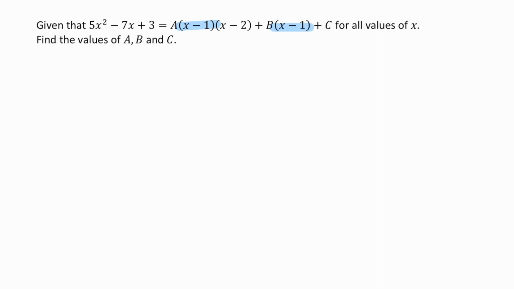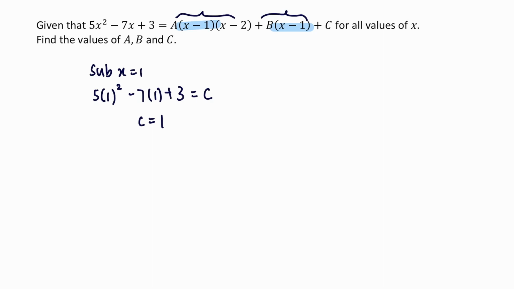So you can see that from the expression, we have x minus 1 here and x minus 1 here. So what we can do is sub in x equal to 1 so that we can eliminate these two terms here. When I sub in x equal to 1, what I'm left with on the right hand side is actually just c, because 1 minus 1 is 0, which removes the entire term of this and this.